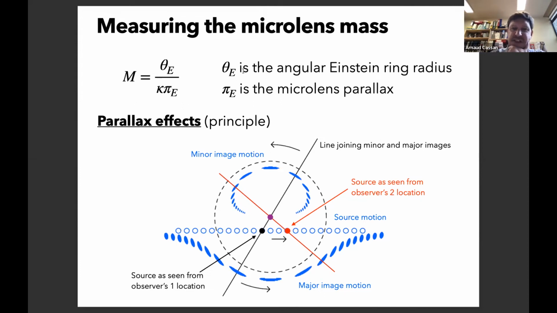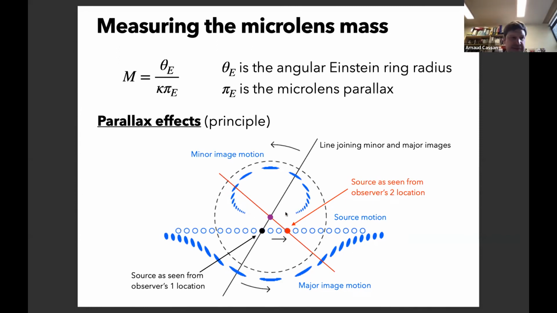Theta_E is the Einstein ring radius in milliarcseconds, and this is exactly what we have been measuring with interferometric data. So this is known. I will give you the value later, but it is measured at very, very high precision by interferometry. So the only part missing is the parallax that we want to measure.